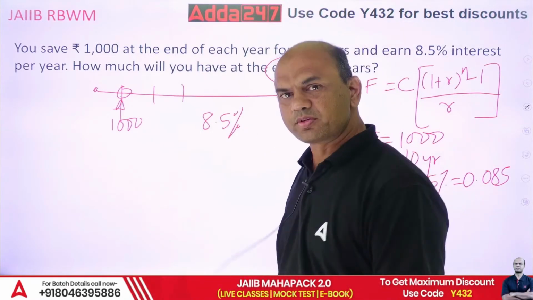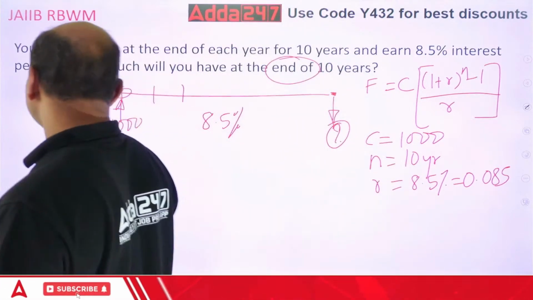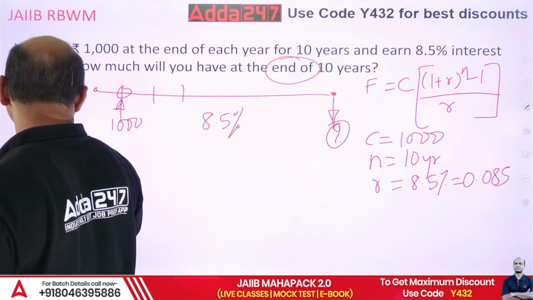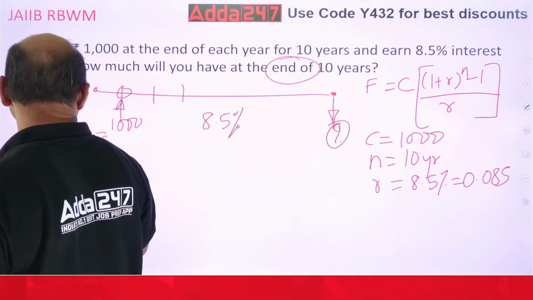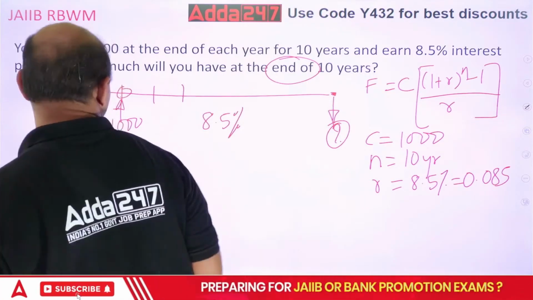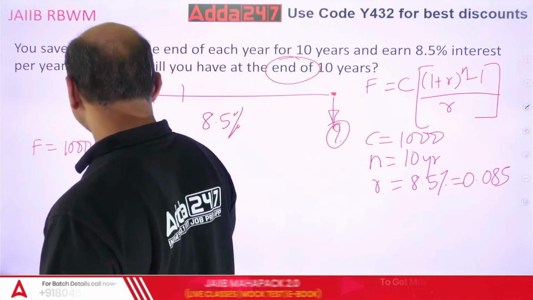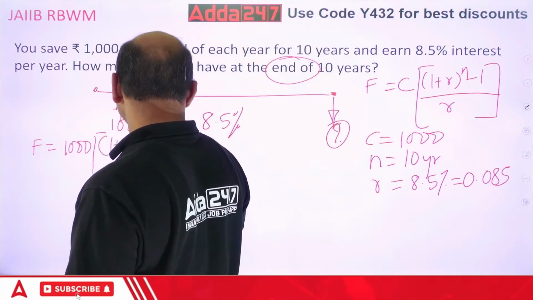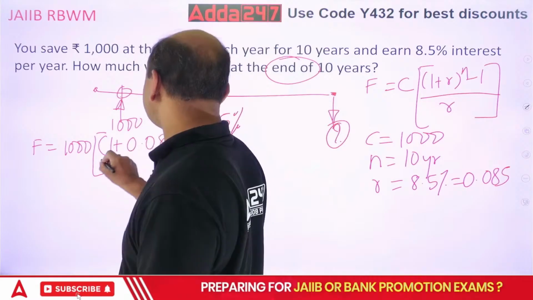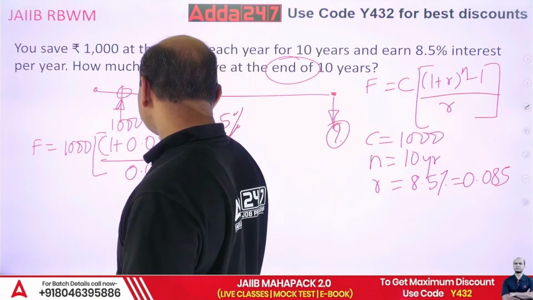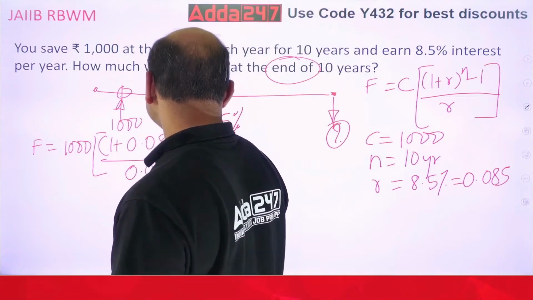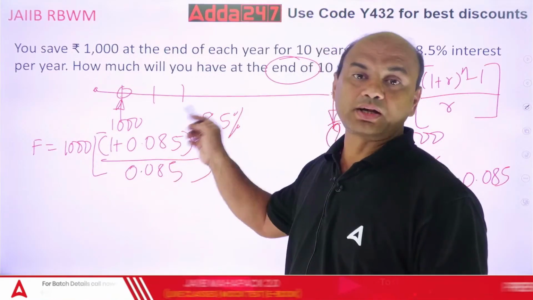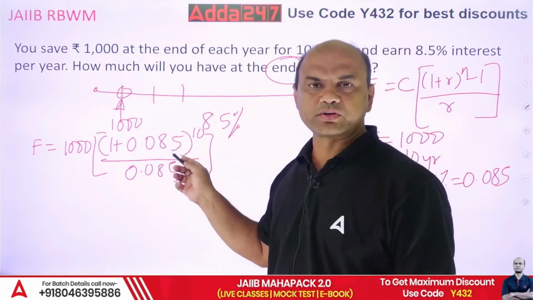Now solve it, everyone. Try it. So F equals C into, what is C? 1000, into (1 plus R), what is R? 0.085. So (1.085) raised to N, 10, divided by R, 0.085. Solve this now. This will become 1.085 raised to 10.